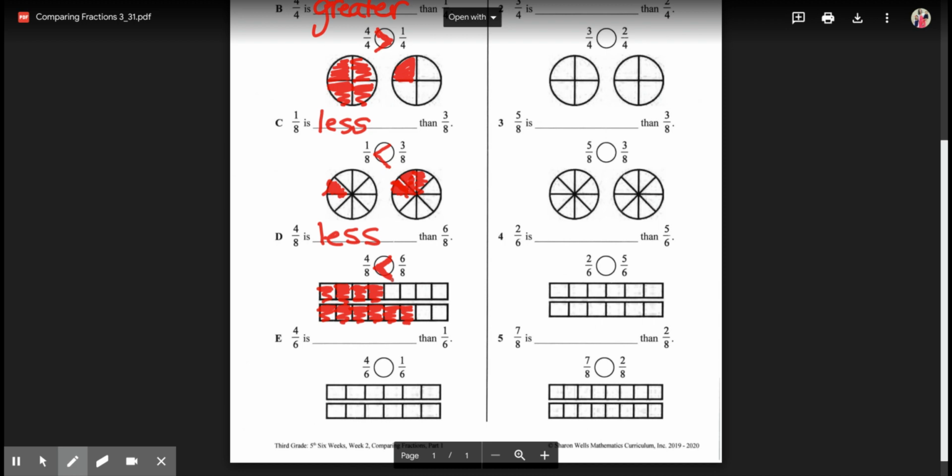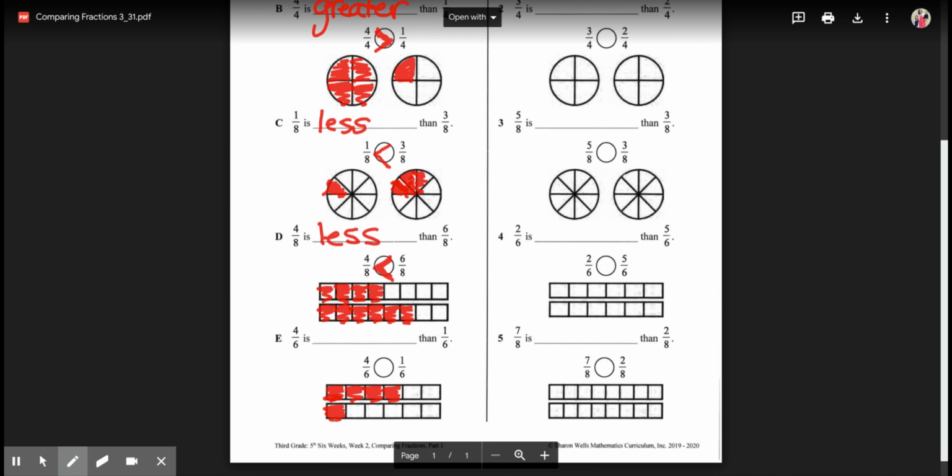All right, now we're dealing with 6ths. We have 4/6 and 1/6. So they use strip diagrams again. They split it into 6. So we're going to shade 4 of the 6. There we go. 1, 2, 3, 4. And then we're going to shade 1/6.